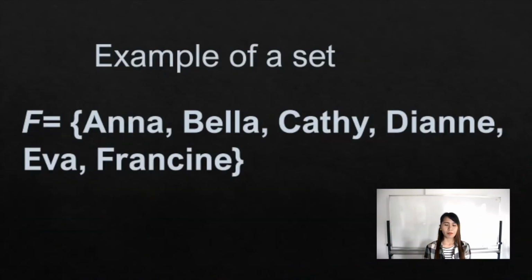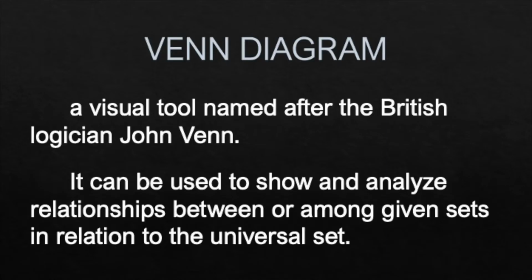Example: a set F, whose elements are Anna, Bella, Kathy, Dayan, Eva, and Francine. Set F is a universal set because it contains all female names. So we have here the Venn diagram. It is a visual tool named after the British logician John Venn. It can be used to show and analyze relationships between or among given sets in relation to the universal set.